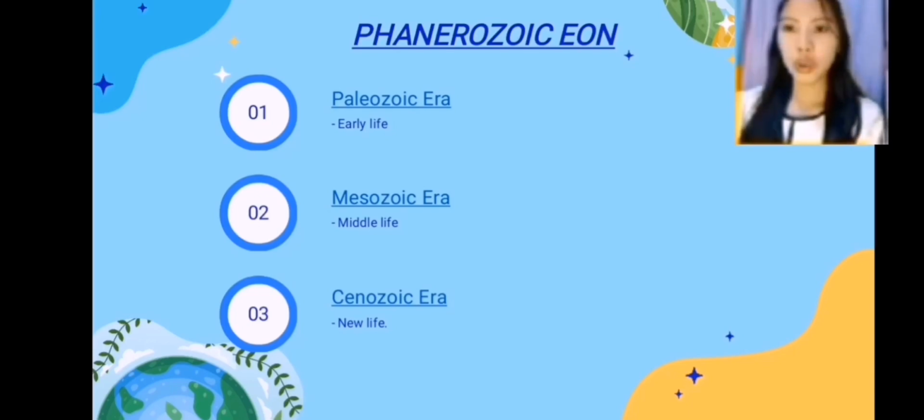Third is the Cenozoic era, or the New Life. Cenozoic era is the most recent era of the Phanerozoic Aeon, spanning from about 66 million years ago to the present day. It is characterized by the diversification of mammals, including primates, and the emergence of modern humans. The Cenozoic era is also known for the formation of the Himalayan mountains and the opening of the Atlantic Ocean.